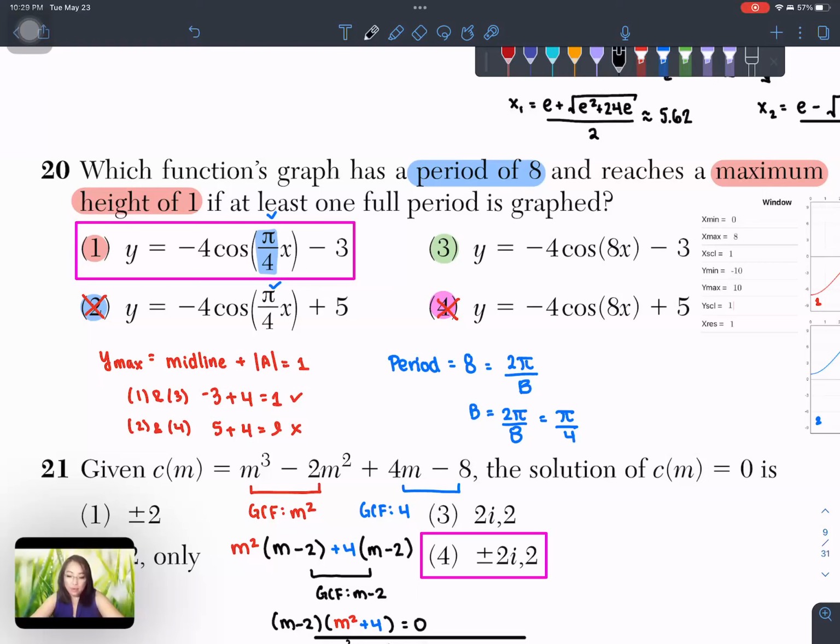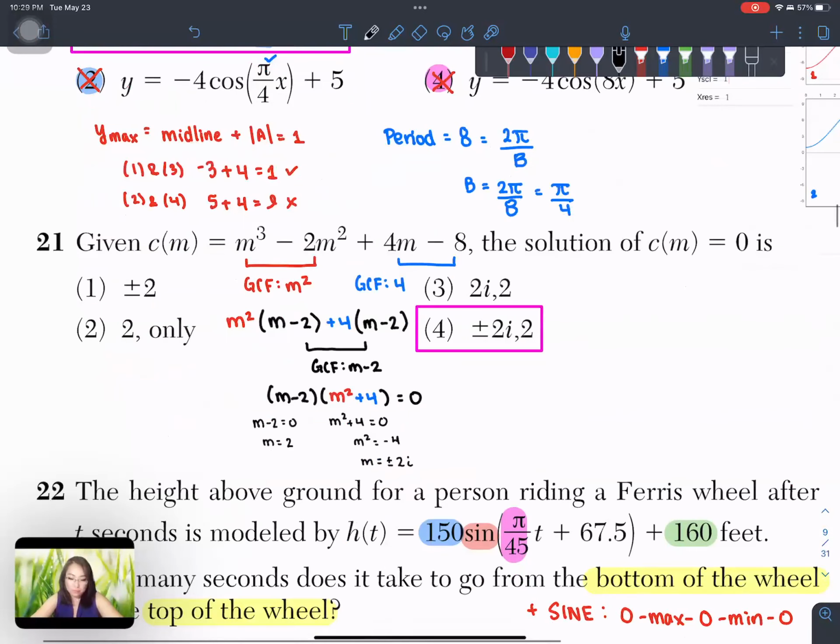And then the period is equal to 8. So that means that 2 pi divided by B is equal to 8. So that means B is equal to pi over 4. And choice 1 is the only one that has pi over 4 for their B value.